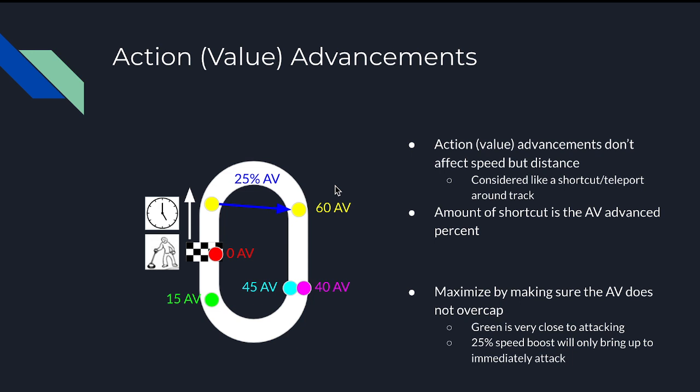For example, the yellow still has a ways to go. But if you gave a 25% action value advance to the green, it's only going to get up to the finish line. It's not going to get any further. So because of that, a 25% action advance will not be as useful on it as compared to the yellow unit. Very commonly, Bronya does 100% action value advance, allowing them to go immediately.